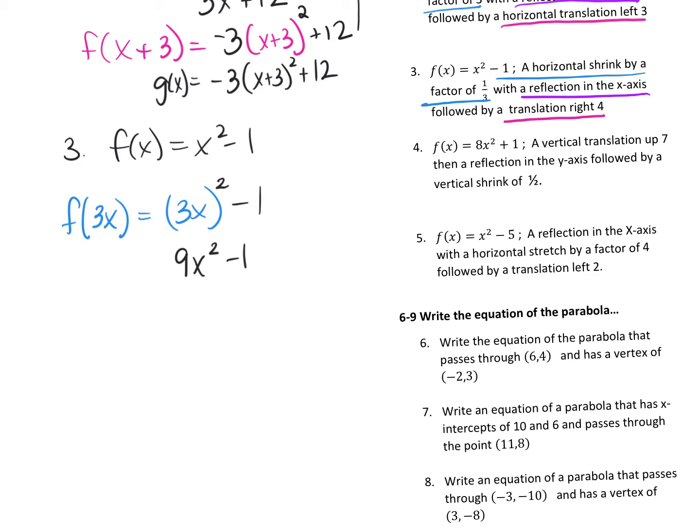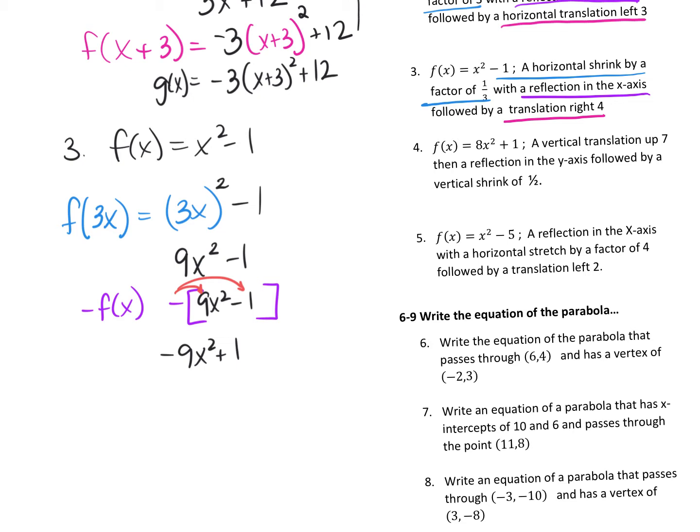Next, we will do a reflection in the x-axis, negative f of x. Reflection in the x-axis multiplies the whole equation by a negative. So negative times 9x squared minus 1. Remember to distribute to the 9x squared and to the 1. So I get negative 9x squared plus 1.